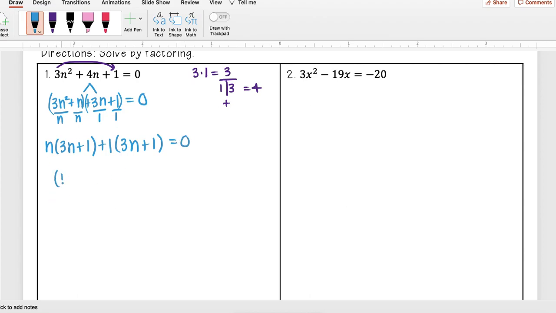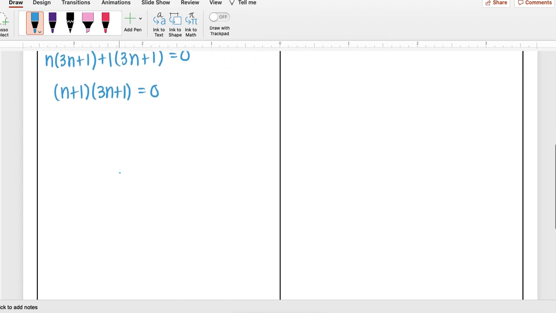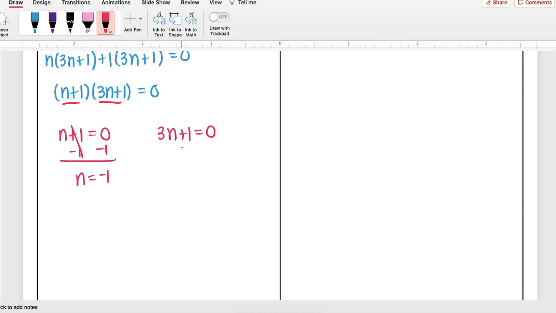And so my GCFs come together, and I have n plus 1 times 3n plus 1 is equal to 0. And now, just like we did before, I want to set each factor equal to 0 and solve those. So I have n plus 1 is equal to 0, or 3n plus 1 is equal to 0. I'll subtract 1 from both sides. I get n equals negative 1. Subtract 1, and then divide by 3, and I get n equals negative 1/3. So my two answers here are negative 1 and negative 1/3.